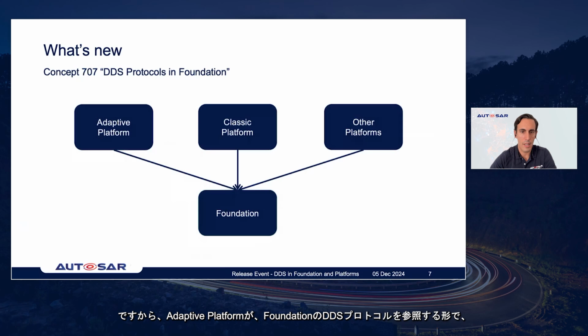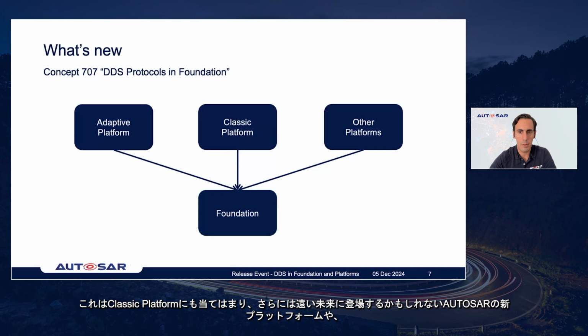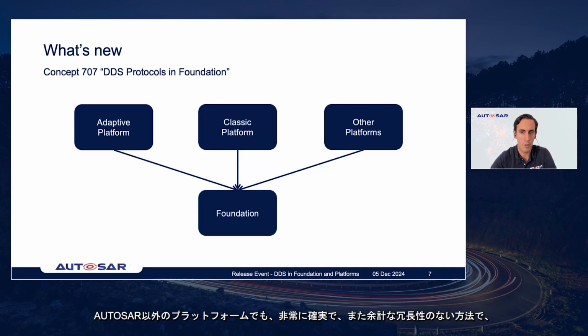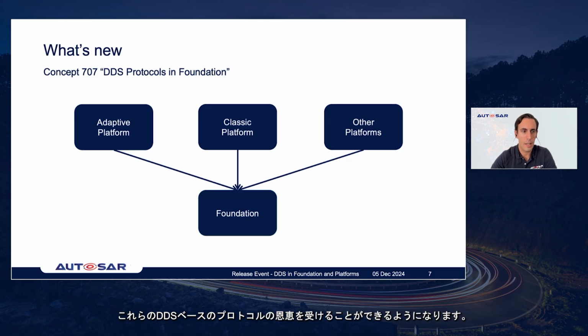So now we can see that the adaptive platform relies on Foundation for its DDS protocols, same for the classic platform, and even other platforms from AUTOSAR that may come in the distant future, or other platforms outside of AUTOSAR might benefit from these DDS-oriented protocols in a very reliable and, let's say, non-repeating fashion.